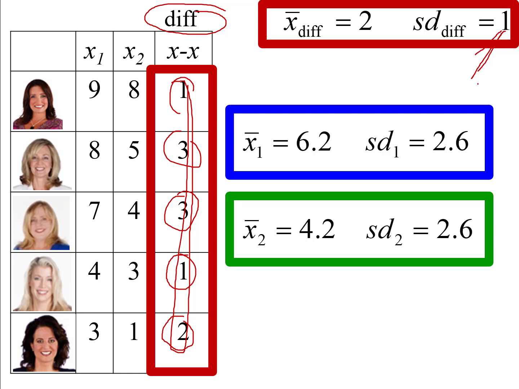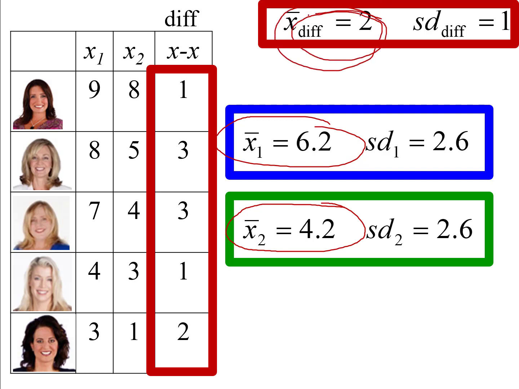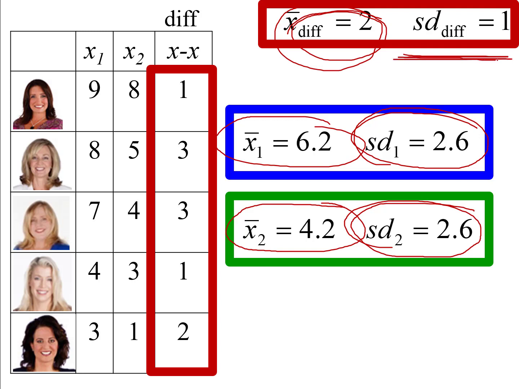So I have that up in the upper right hand corner. We've got 3 different types of means and 3 different types of standard deviations. We have the mean at time 1, which is 6.2. We have the mean at time 2, which is 4.2. And we have the mean difference score, which is equal to 2. And we have 3 different standard deviations. We have the standard deviation at time 1, which is 2.6. We have the standard deviation at time 2, that was also 2.6. And we have the standard deviation of the difference scores, and that was equal to 1.